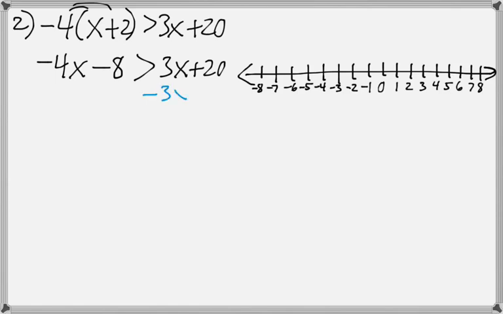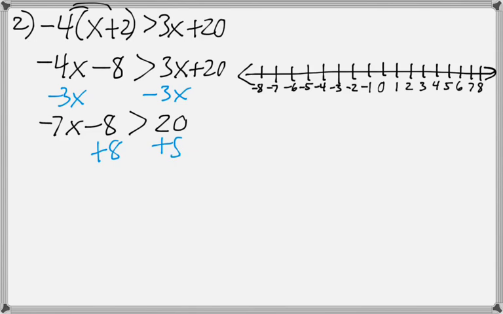So if I subtract 3x from both sides, then I'm going to get -7x minus 8 is greater than 20. If I add 8 to both sides, then -7x is greater than 28. And if I divide both sides by -7, which alarm should be going off because I've divided both sides by a negative number, that means I need to flip the sign.